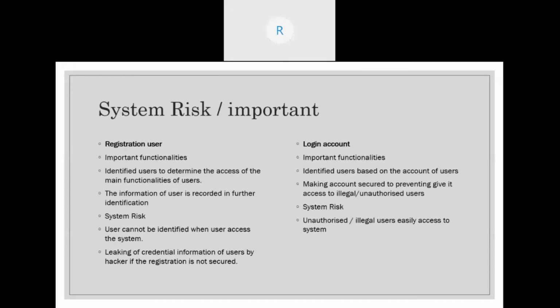And then the next is the system risk, also important. The first one is register user. The important functionality is that all users are identified to determine their access to the main functionalities. Next, the information of the user is recorded for further identification. The system risk is that users cannot be identified when they access the system, and credential information of users may be leaked by hackers if the registration is not secure.